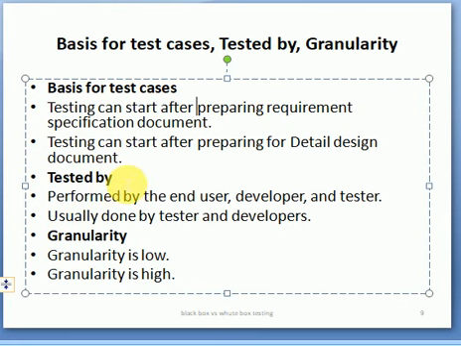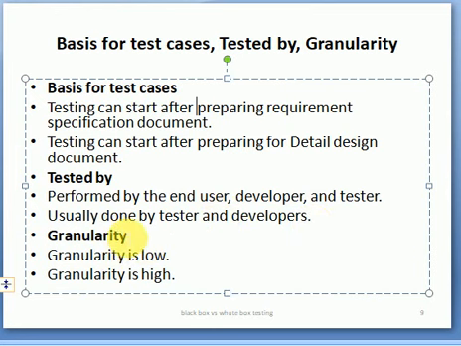Now tested by: who tests in each case? Black box testing is generally performed by the end user, developer, and the tester. While white box testing is usually done by the tester and the developers, not the end user.